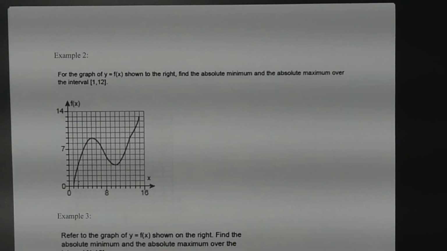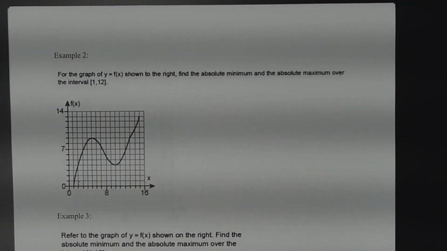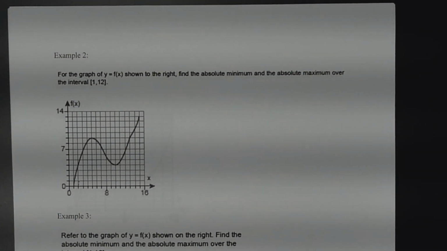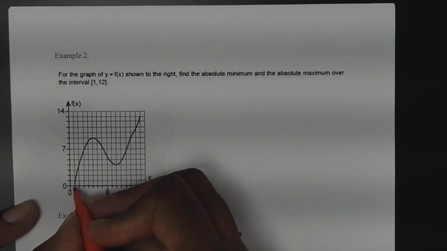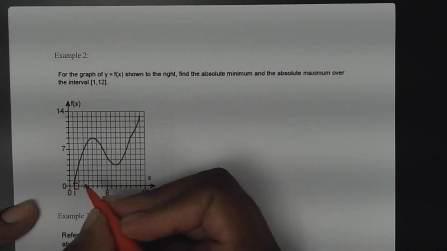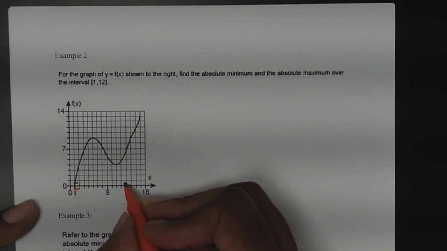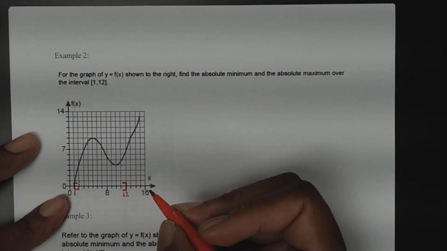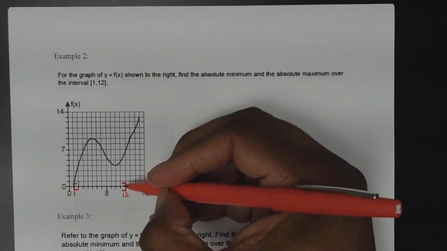Right, here's another example. Let's say we had this graph and we want to find the absolute maximum and the absolute minimum over the interval 1 to 12. So this is 1 right here. That's this interval, 8, 9, 10, 11, 12. So we're only looking at this interval from 1 to 12 to find the absolute maximum.